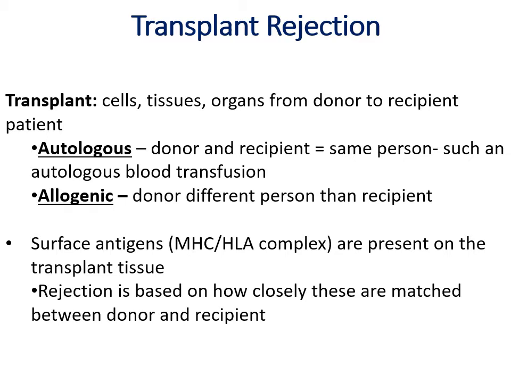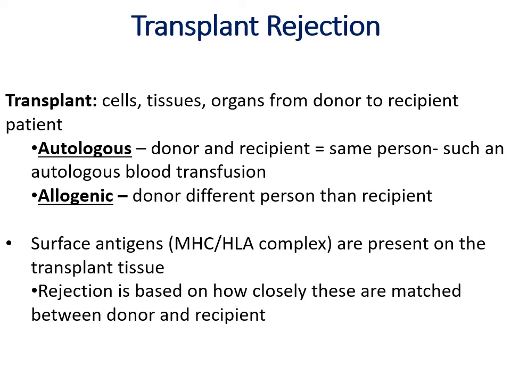An allogenic transplant is receiving an organ from a donor. So an allogenic blood transfusion would be a transfusion from a donor to the recipient. And that would go for any transplanted organ, right? So a kidney transplant is typically allogenic.